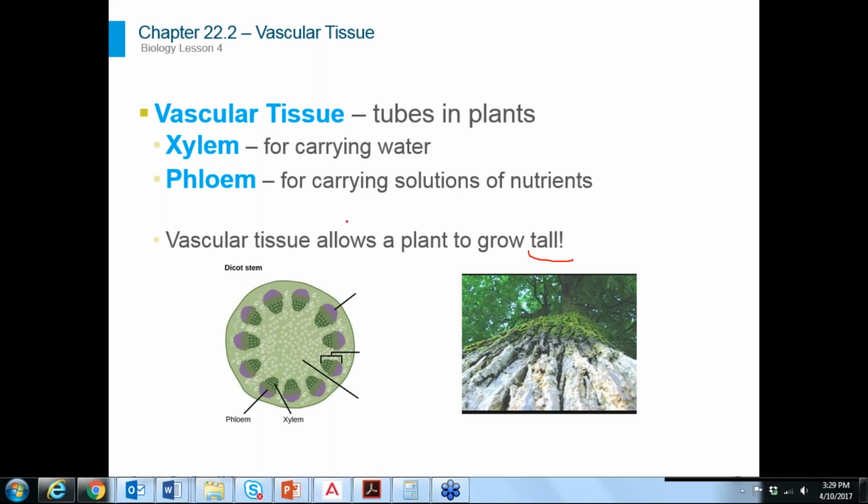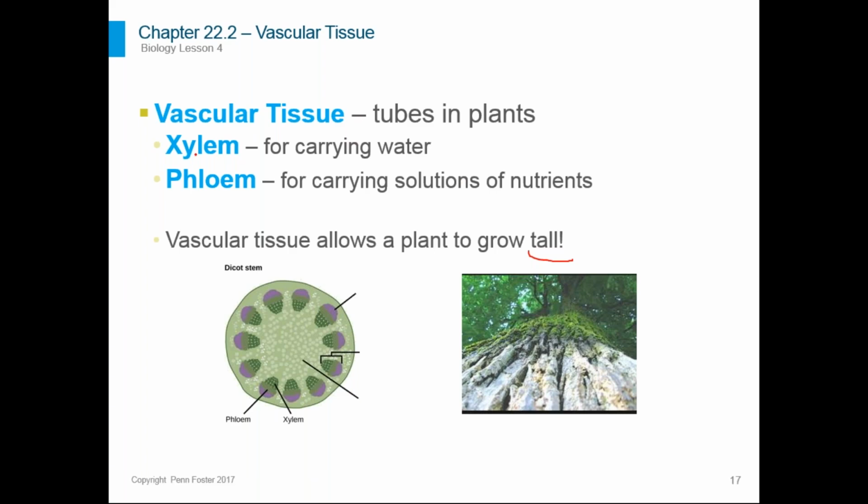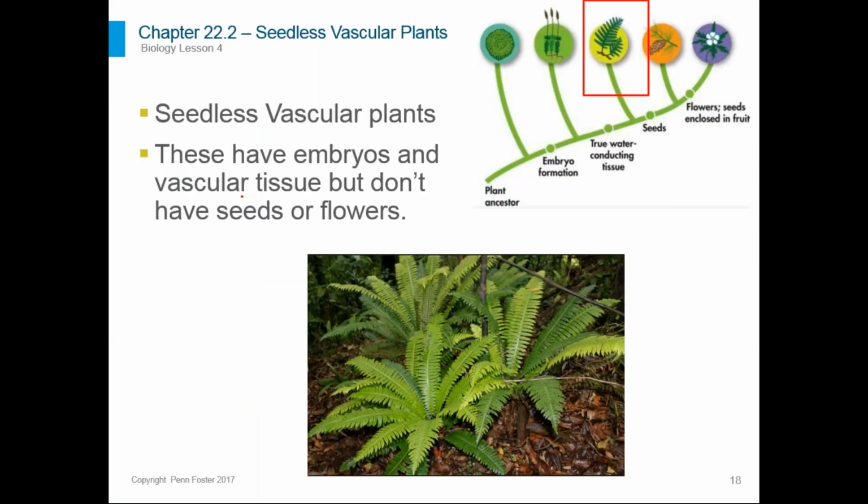Okay. So anyway, vascular tissue is xylem and phloem. Xylem is for water, phloem is for nutrients. They allow plants to get tall. And then we have vascular plants.